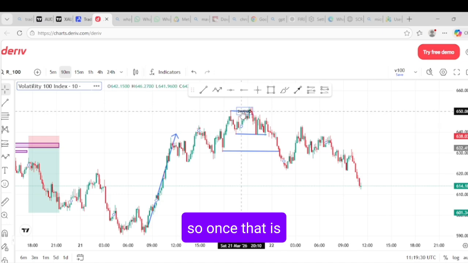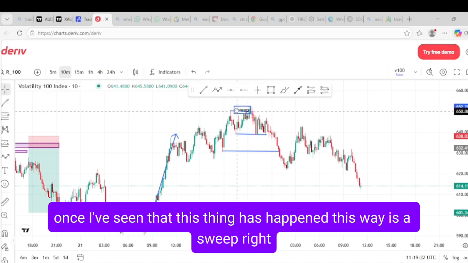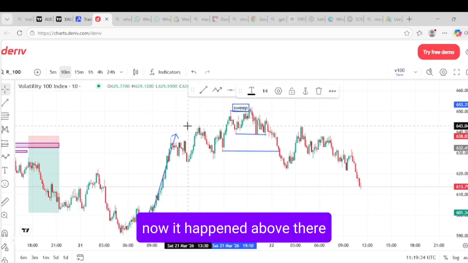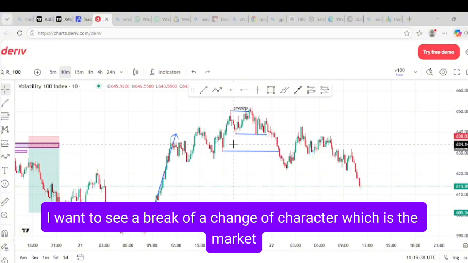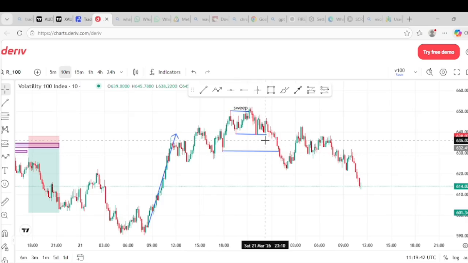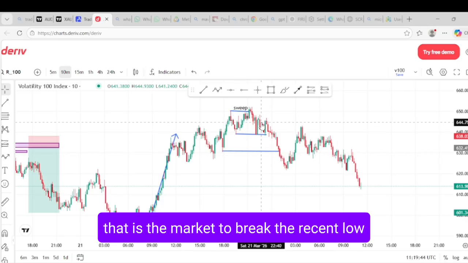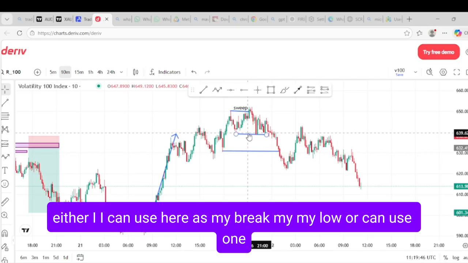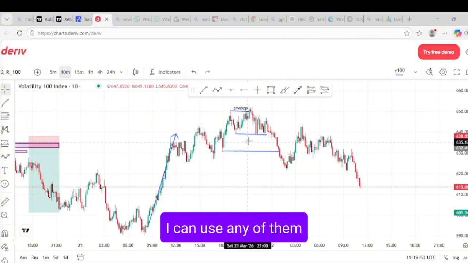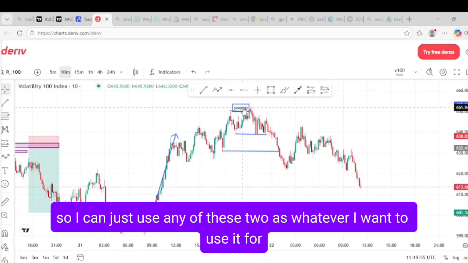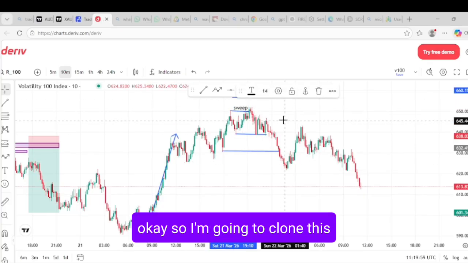Once I've seen that this has happened this way, it is a sweep. Now it happened above there. The next thing I'm expecting is a change of character, which is the market breaking the recent low. Either I can use here as my low, or I can use this one. Any of these two is okay. I can use any of them. So I'm going to clone this.